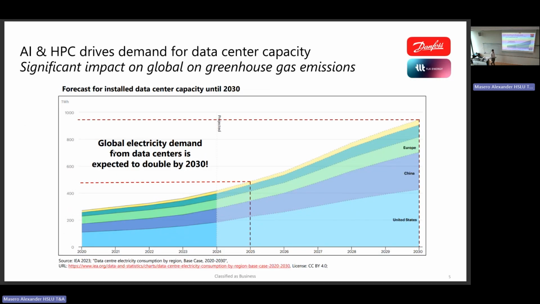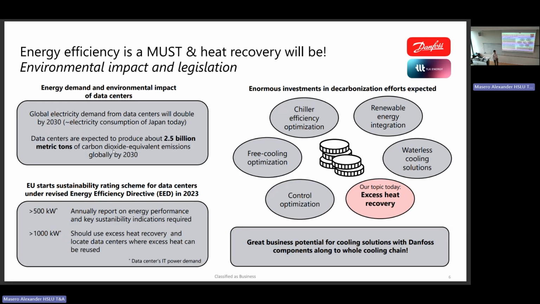The question is always why can we as Danfoss spend money to have a team simulating data centers? If you have a look at this graph, it's quite easy to find out, right? It's expected that the installed IT capacity and also the electricity demand of data centers globally will double by 2030. So we will end up at approximately 950 terawatt hours of electricity consumption a year in 2030, which is more or less what Japan as a whole country consumes at the moment. And this amount of electricity always comes together with a lot of CO2 emissions, right? 2.5 billion metric tons is the number we have here.